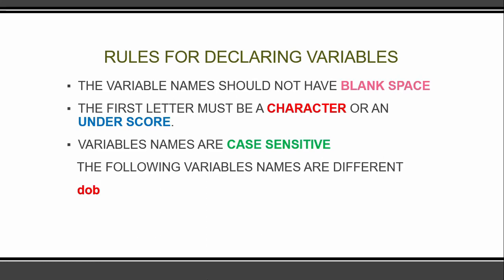Look at the first example, my dear friends. The first example is DOB, with all the characters in lowercase. Look at the second example. The name of the variable is also DOB, but I am using all uppercase characters. Look at the third example. Only the first character is uppercase and the rest are lowercase. Even though the name of the variable is the same, I am using different case. So these three variables are different variables. They are not the same variables.